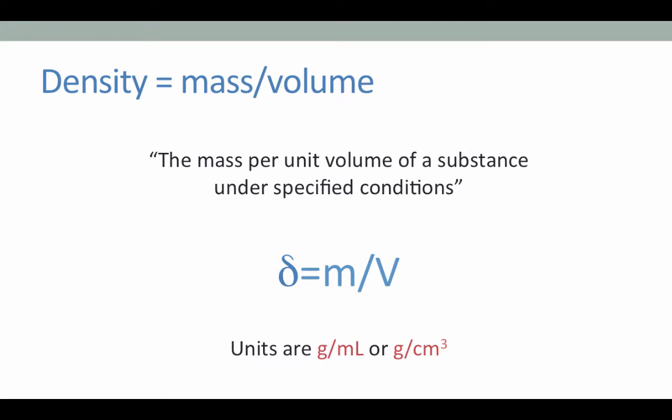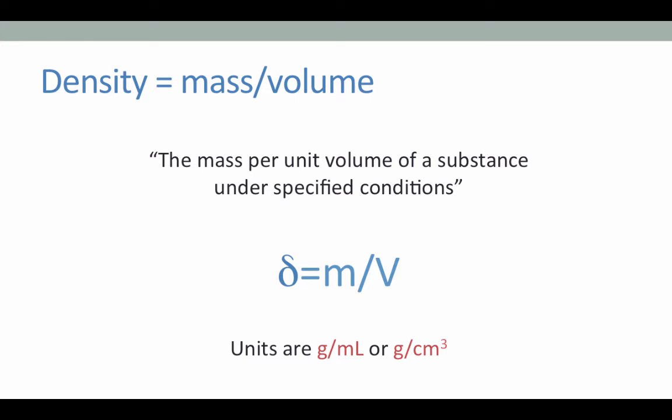Now that we're familiar with the balances and glassware that can be used for determining mass and volume, we can discuss the calculation of density, which is defined as the mass per unit volume of a substance under specified conditions. The equation for density is thus lowercase delta for density equals m for mass divided by v for volume. Given this equation, it's fairly clear that the units are going to be mass units over volume units, so density is usually recorded in terms of grams per milliliter or grams per centimeter cubed.